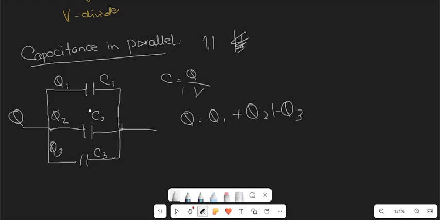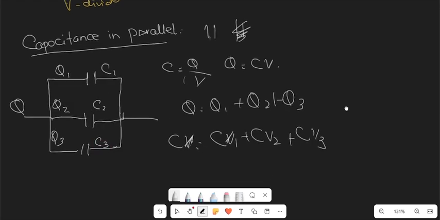Now we're going to make Q the subject, so Q equals CV. Now CV equals C1V plus C2V plus C3V. And here, what is constant? The voltage remains constant. You can just cancel it and say C equals C1 plus C2 plus C3. So whatever is changing, you make that the subject of the equation and then see what else remains constant. Let's do this again so you can understand this better.